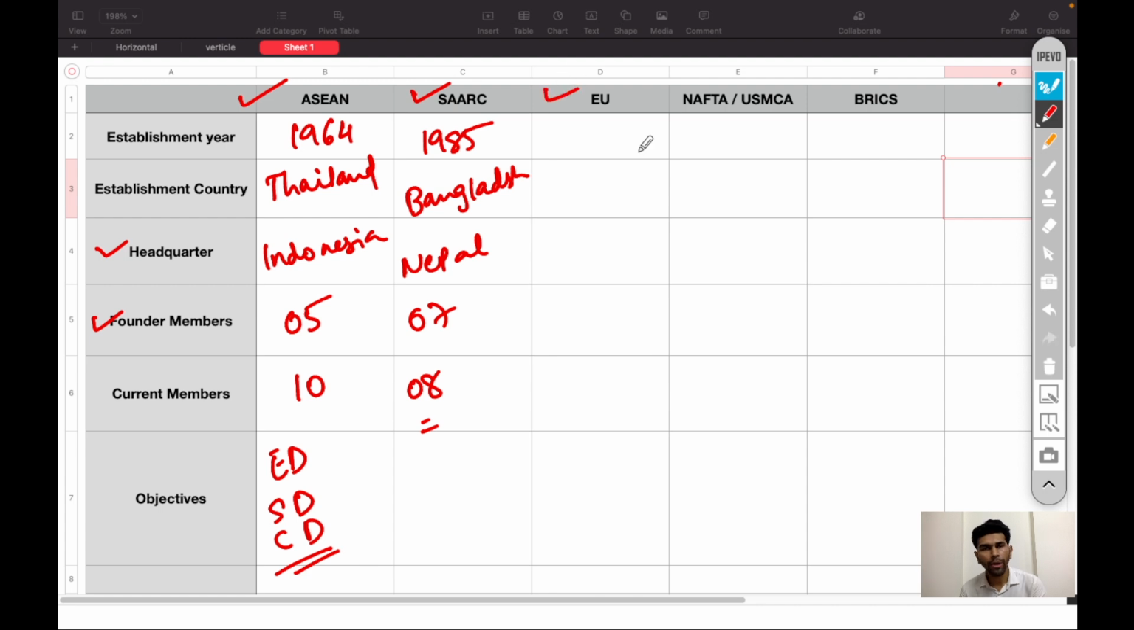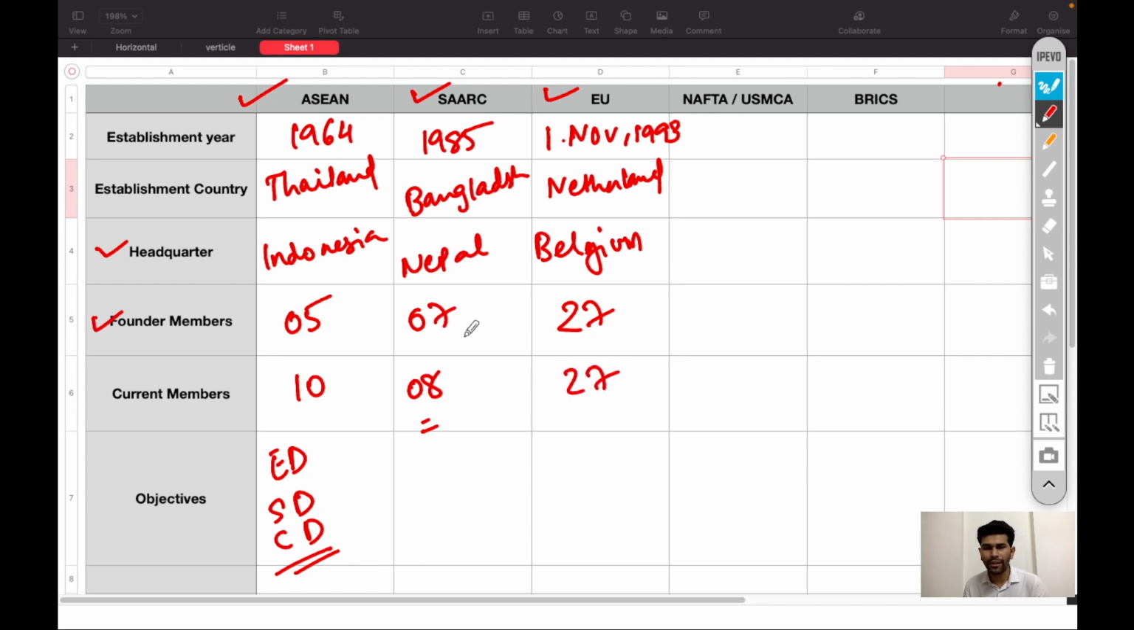Next is European Union. It was established on 1st November 93 in Maastricht, Netherlands. The headquarters is in Belgium. The founder members are 27. Later on, UK was added and it left in 2020. So still it has 27 countries. The objectives are promoting equality, justice, and they have accepted common currency and tax policy.